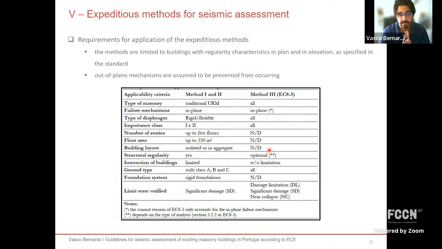These expeditious methods have some limitations. They can only be applied to buildings up to 5 stories high, ground types A, B, and C, and regular buildings. And the most important is that these methods were only calibrated for the significant damage state. So they can only be applied to buildings that belong to importance classes 1 and 2.